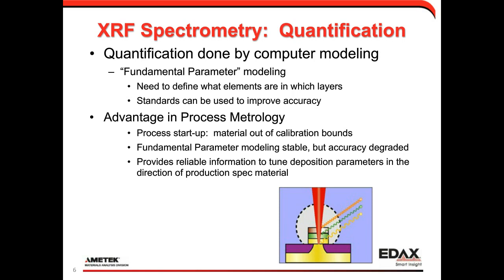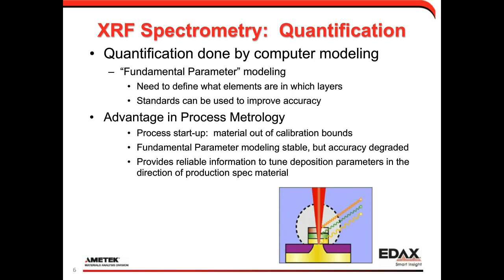Fundamental parameters stems from the fundamental parameters of a particular atom, characterizing things like excitation efficiency, and that's where the name comes from. Of course, we can input very simple standards to just characterize the geometry of the system, or we can go all the way up to using a type standard, where that type standard is matched to the kind of material that you're measuring, and this can give us the best kind of accuracy.